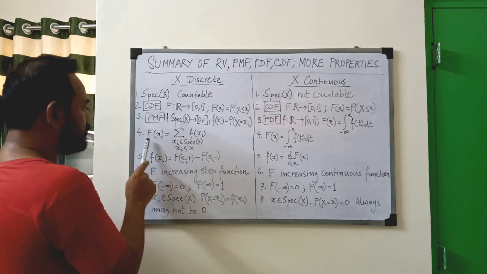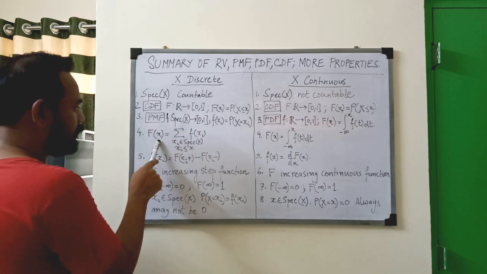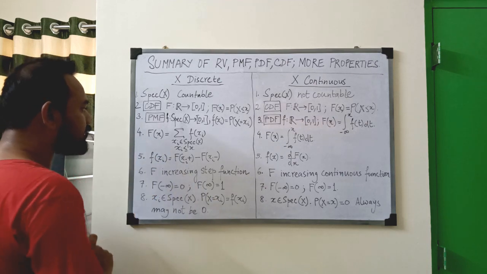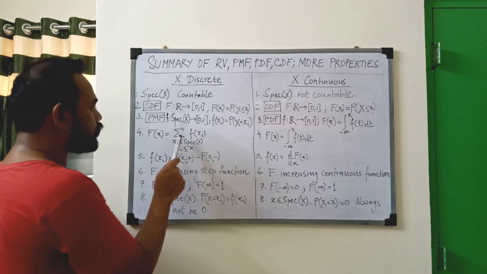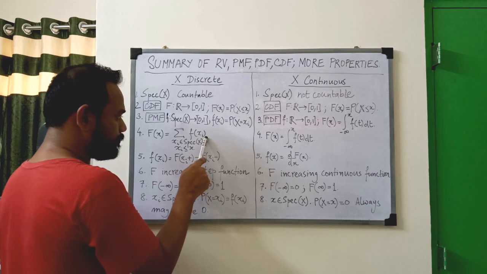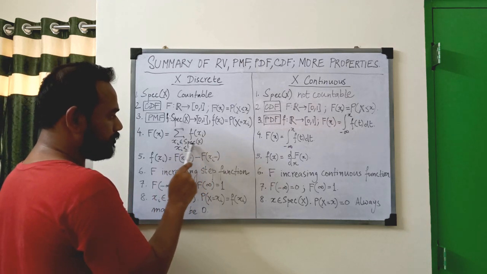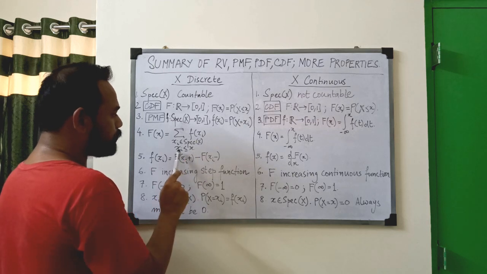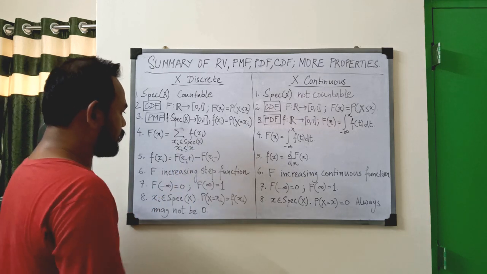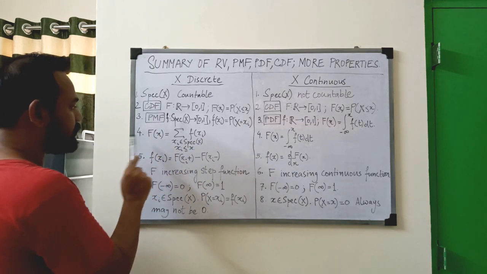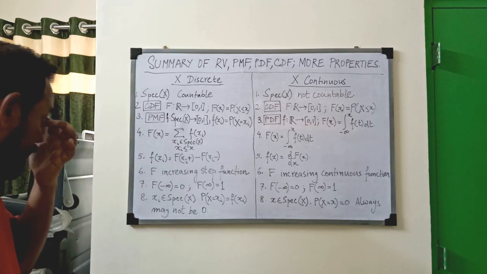So if you're going to calculate the value of the CDF at a point x, it basically meant that you sum up all the PMFs at the spectral points, the xi's, but those xi's will have to be less than or equal to small x, this point where you're calculating the value of the CDF.